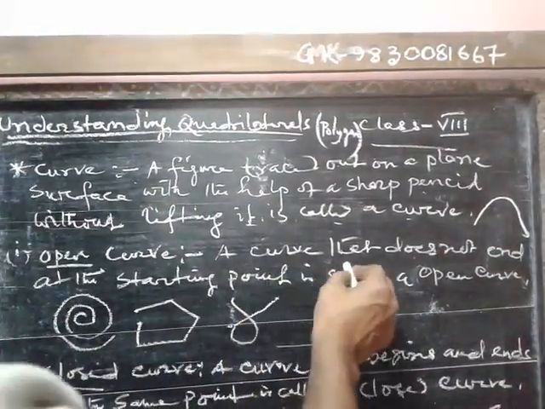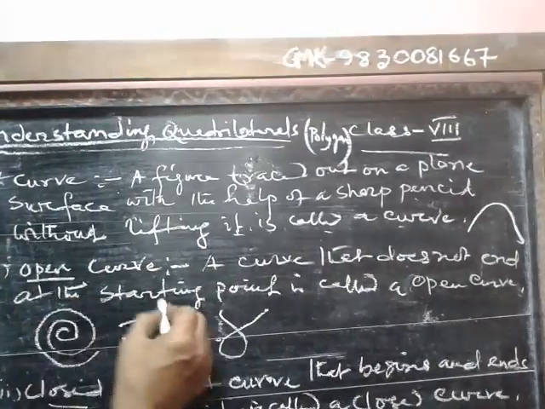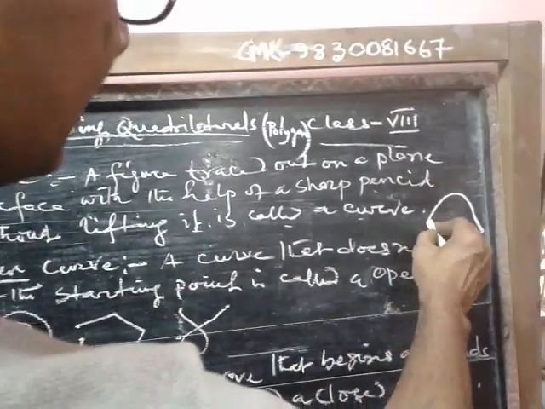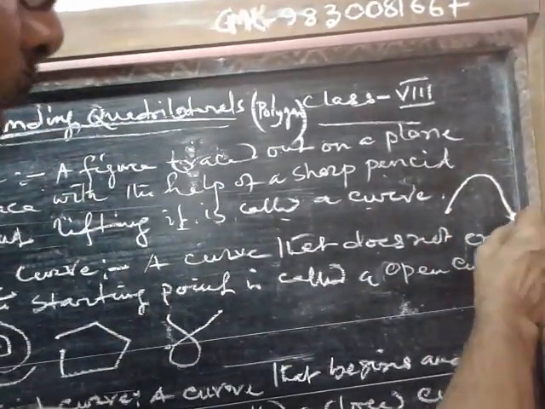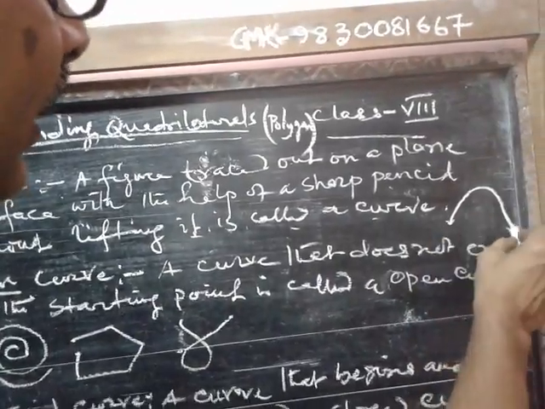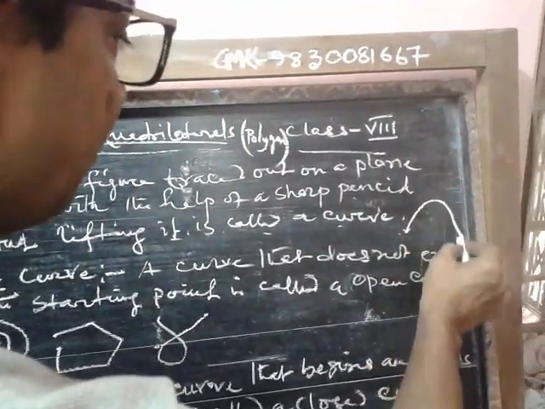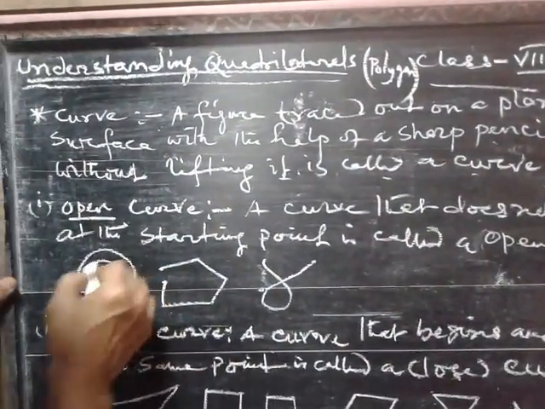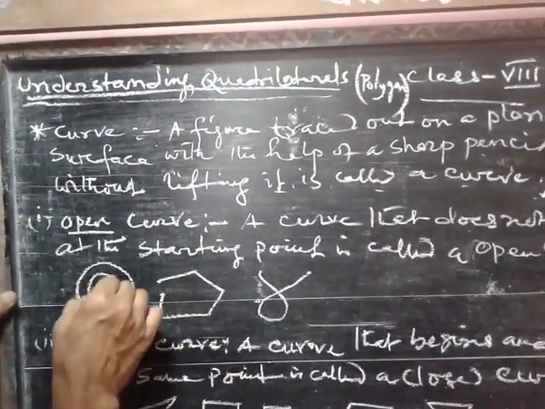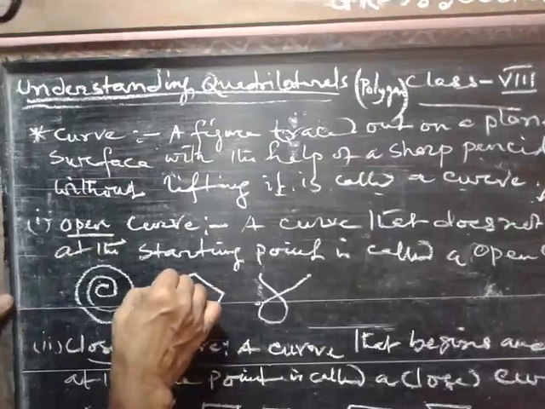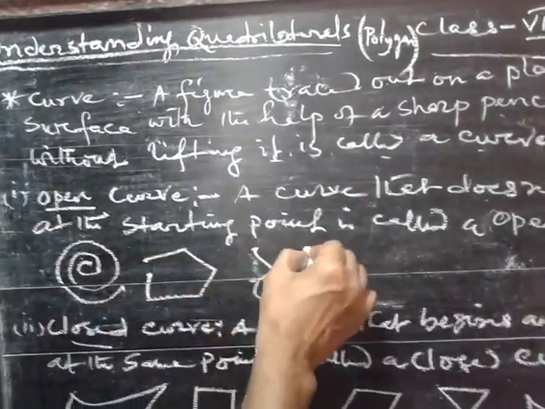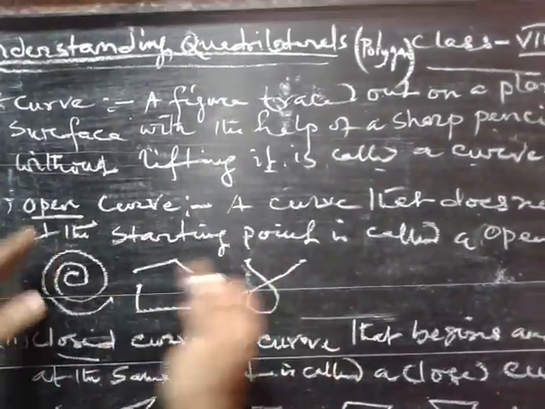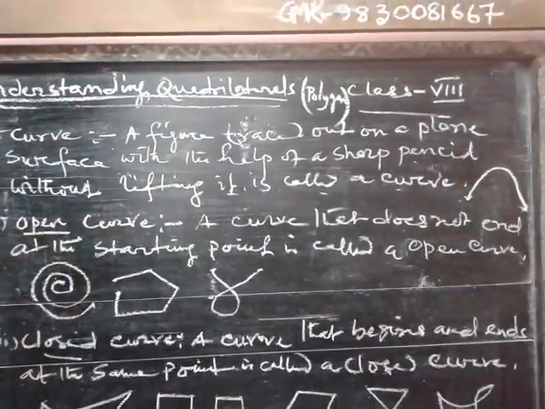A curve that does not end at the starting point is an open curve. Suppose this is the starting point and this is the ending point, so it is not the same point. See here, this is a starting point and the end is here. Starting point and end point are not the same. Here these are also the same. So this type of curve is called an open curve.